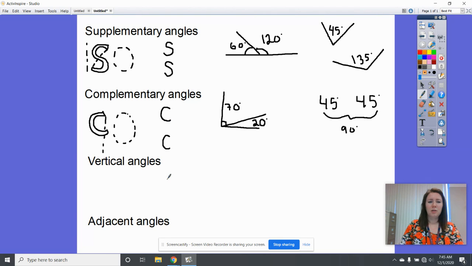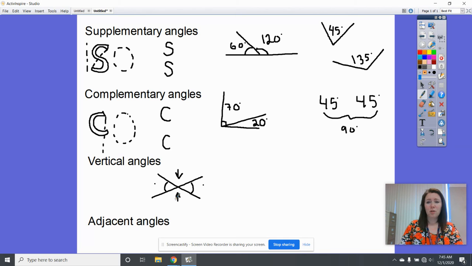Okay, vertical angles. When you have two lines that cross each other, vertical angles are the two angles that are across from each other. So like these two are across from each other. They're not next to each other. These two are across from each other. They're not next to each other. So they are vertical angles.